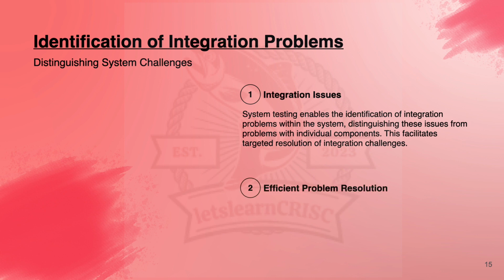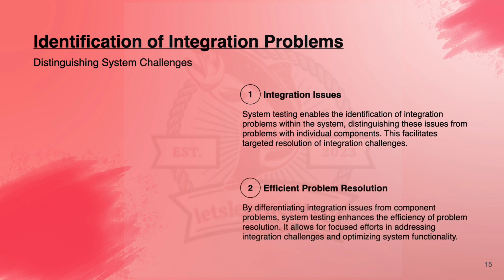Next, about efficient problem resolution. Friends, system testing distinguishes issues that arise when different components interact from the problems that may be isolated to individual components. This differentiation is crucial for targeted problem solving. Let's take an example like identifying errors that occur only when specific modules communicate with each other, signaling integration issues rather than a problem within each module individually.